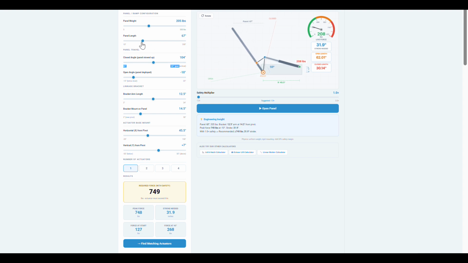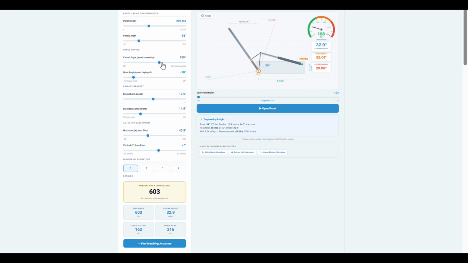You've got two angle inputs, the closed angle and the open angle. The closed angle is where the panel sits when it's stowed. Notice this can go past vertical, past 90 degrees, which means the panel is leaning slightly past upright when it's in its resting position. That's common on trailer ramps and agricultural equipment.